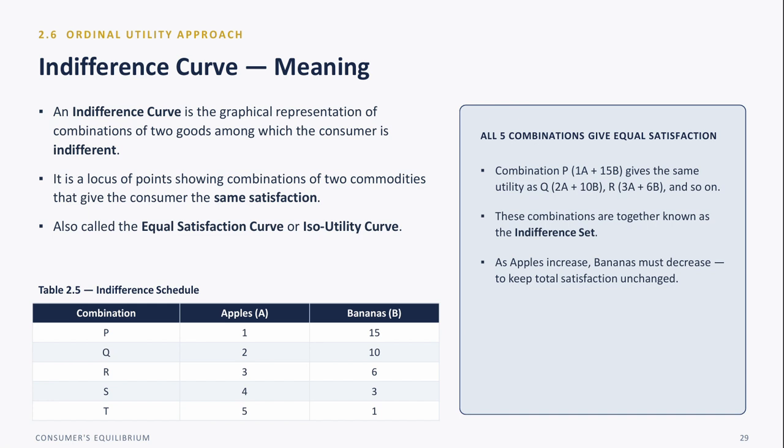Now let us see what an indifference curve basically means. An indifference curve is the graphical representation of combinations of two goods among which the consumer is indifferent. So can you see here that the consumer is buying two goods, apples and bananas, right? He would be choosing any one of the combinations because all of these combinations provide him the same satisfaction. Therefore, we have made bundles of two goods here which are going to give the consumer the same satisfaction.